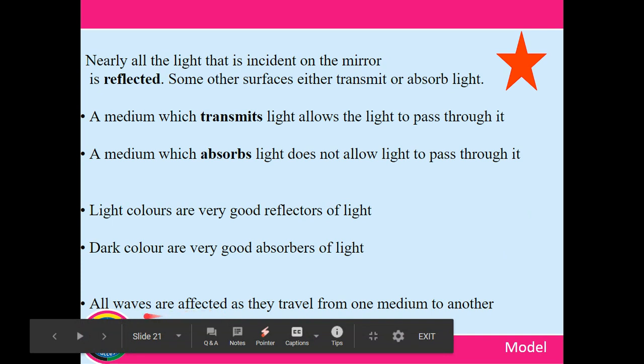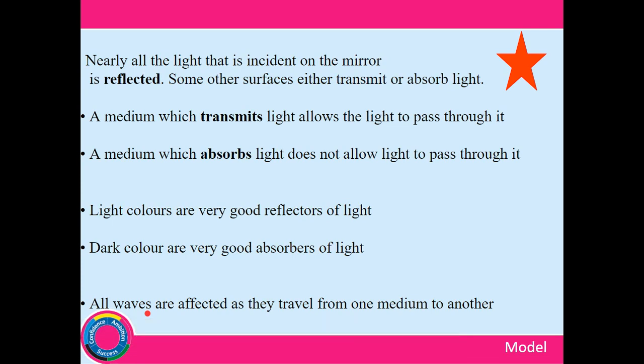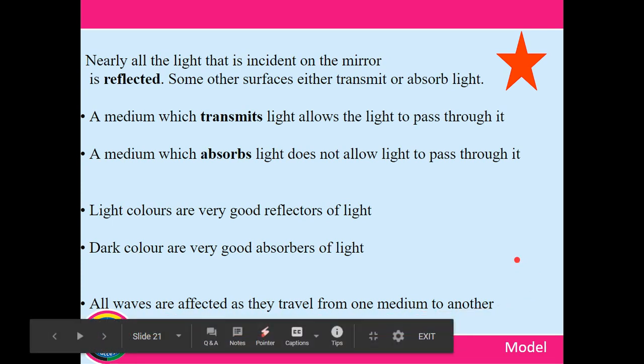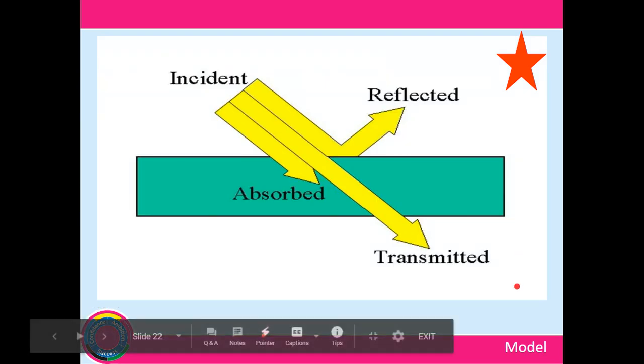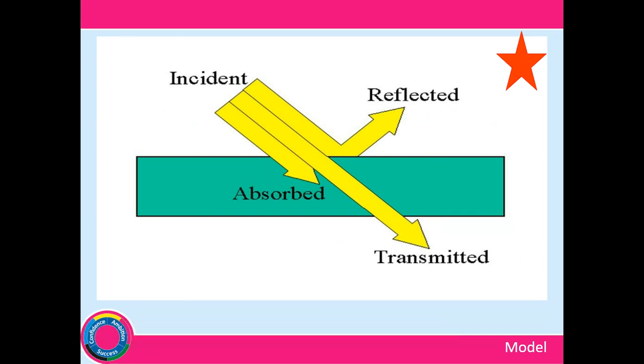That's interesting. All waves. So sound waves will be, and light waves will be, and water waves will be, and all parts of the electromagnetic spectrum. Remember, the electromagnetic spectrum is basically different wavelengths, including visible light, and radio waves, and gamma rays, and ultraviolet, and all that lot. Okay, so here's a diagram you may wish to stop the video for. So you've got the incident ray coming in, some of it's being reflected, some of it's being transmitted.